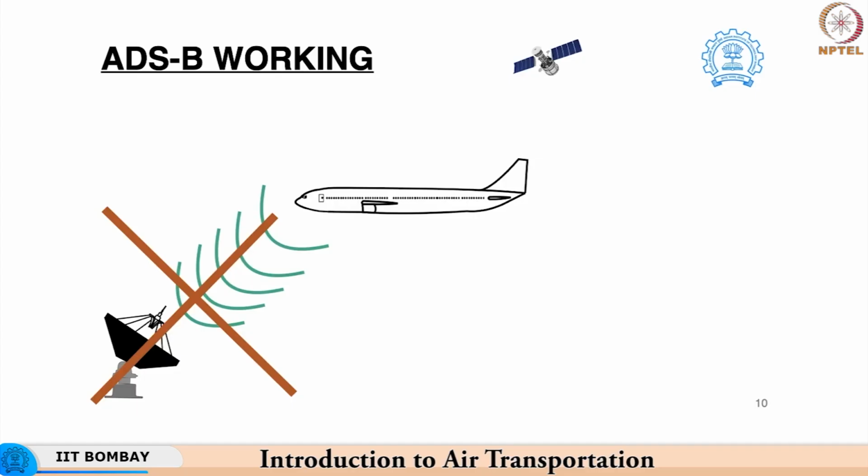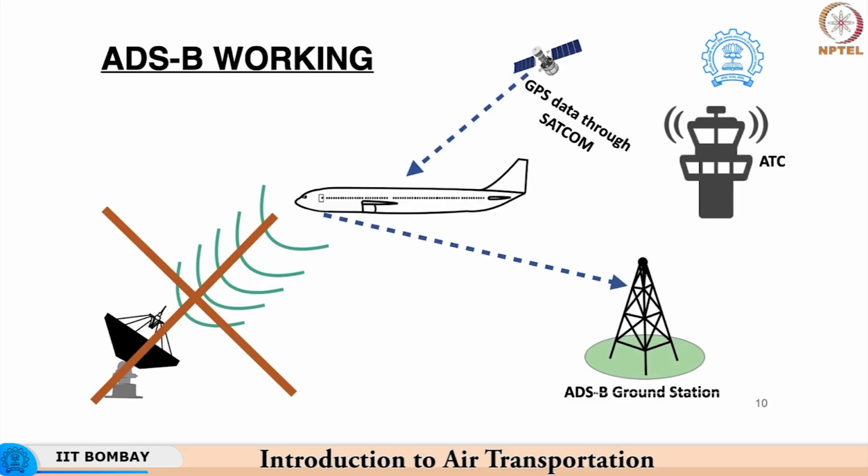satellite communication system. So, what happens is that the aircraft obtains the GPS data from the SATCOM, and within the flight management computer of the system, this data obtained from the SATCOM as well as the data obtained from the other sensors on board the aircraft are combined together, and these are subsequently sent to the nearest ADS-B ground station. Subsequently, from here onwards, the data obtained is transmitted back to the ATC.